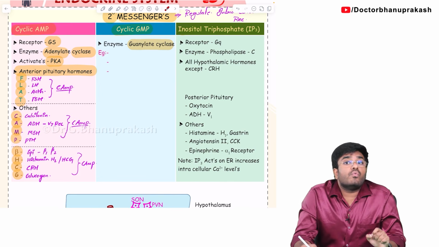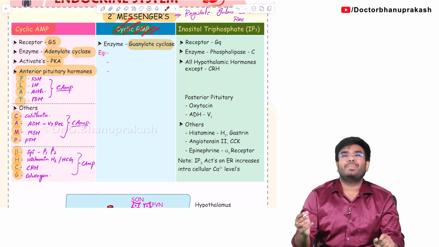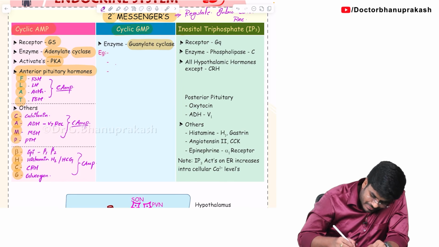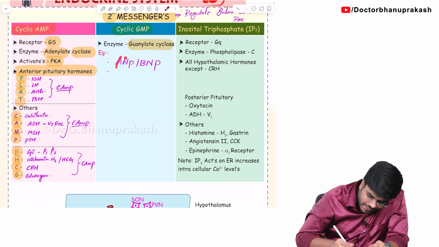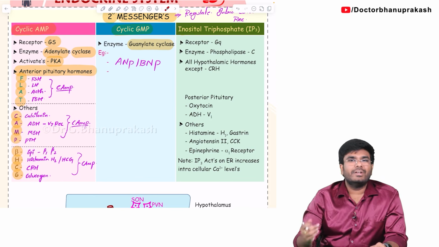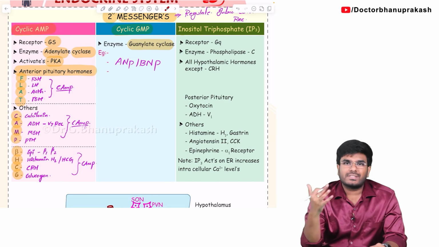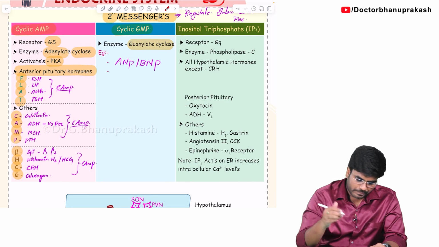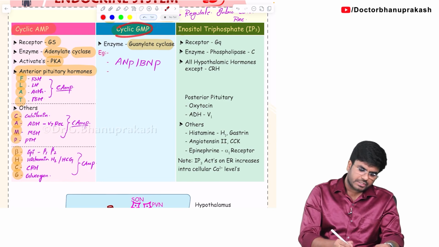Now the question is, which hormones produce the cyclic GMP inside the cell? These include ANP and BNP. ANP full form is atrial natriuretic peptide, BNP full form is brain natriuretic peptide. What will they do? Natriuresis is going to cause the loss of sodium in the urine, causing excessive urination. So ANP and BNP are going to produce the cyclic GMP inside the cell.